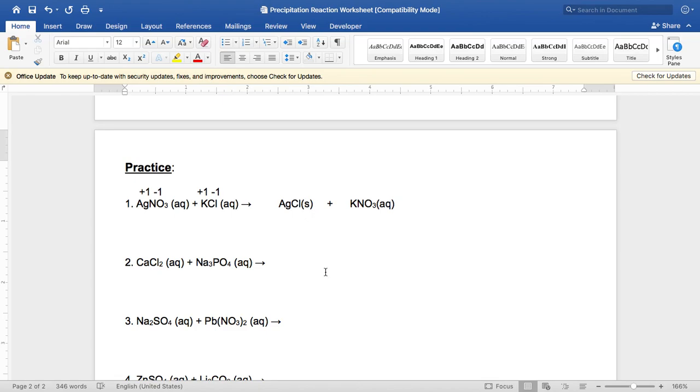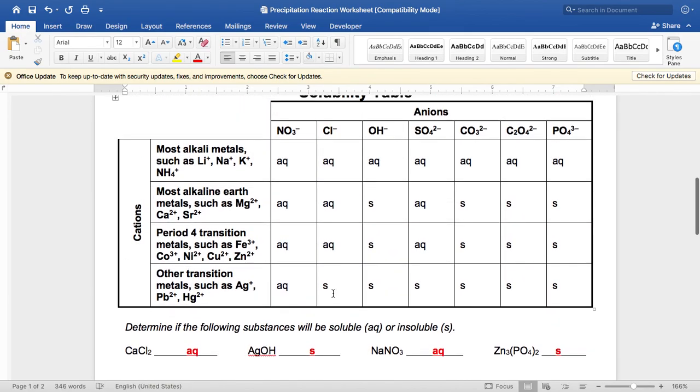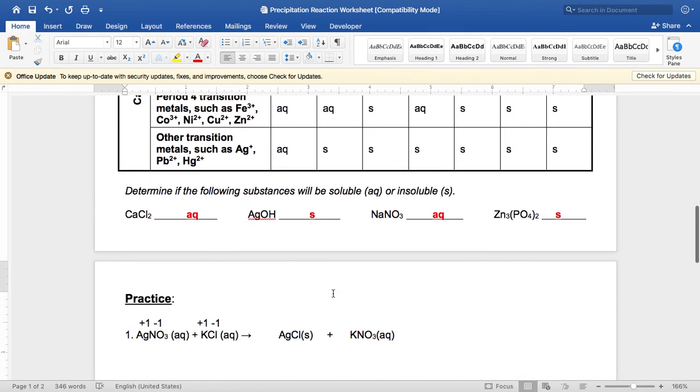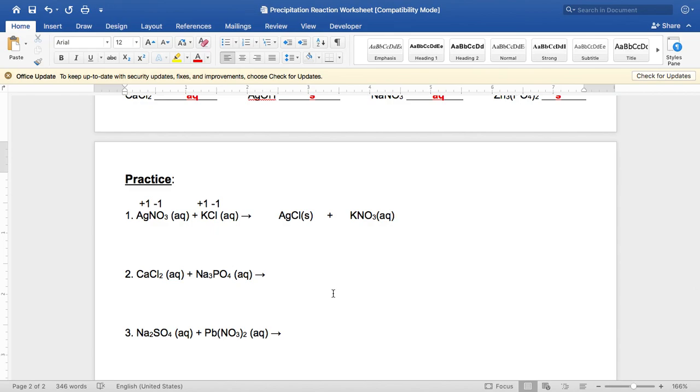So that's all you have to do. You write out the examples, write out the products, you determine the ion charges. That will be helpful, not necessary, but definitely helpful. And then you use the solubility table to determine if it's solid or aqueous. Let's do the second example together.